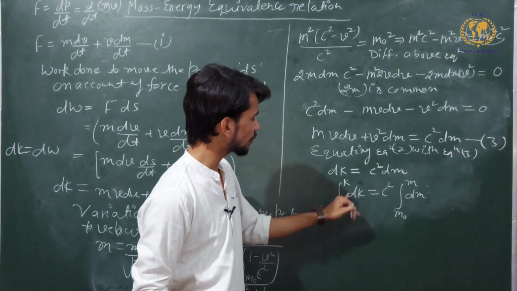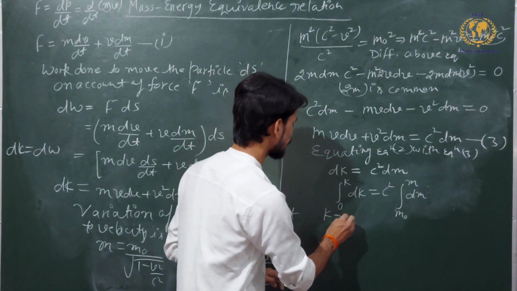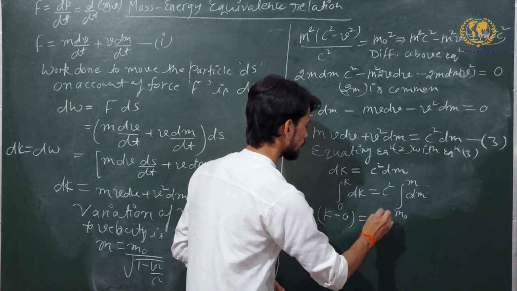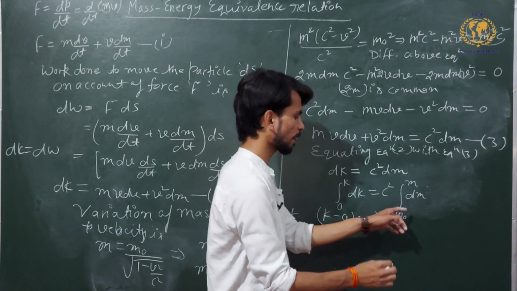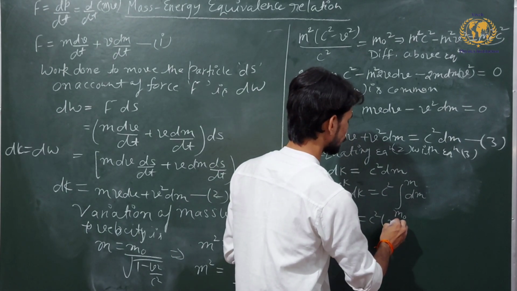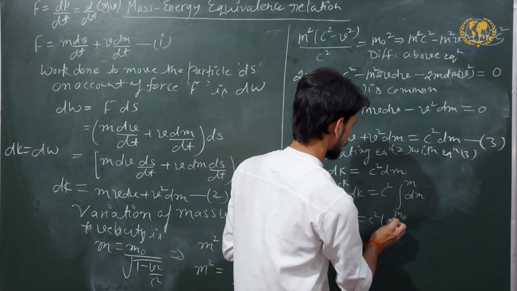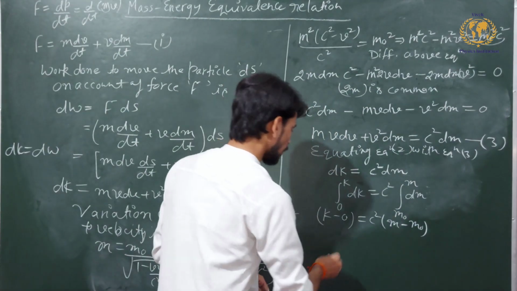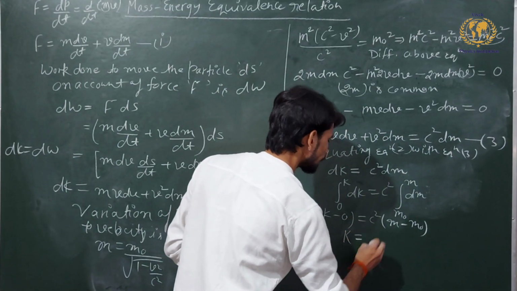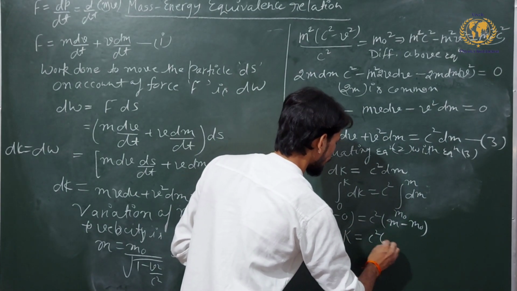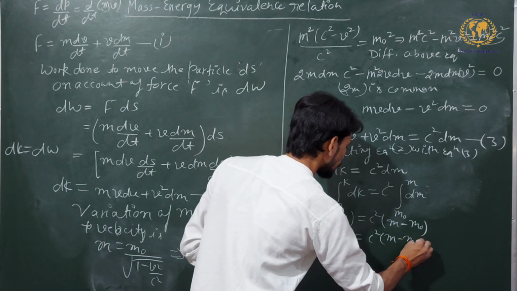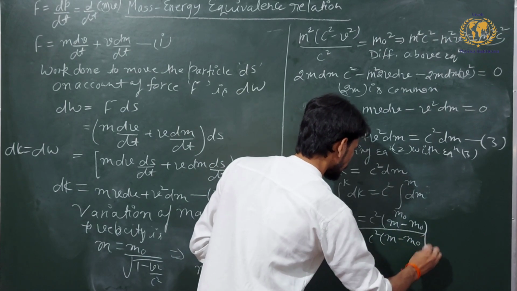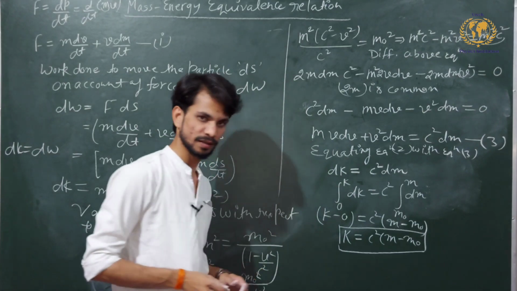So if I put the integration of dK, it will be simply K, and the limit will be from 0 to K, that will be K minus 0, and this will be c square times the integral of m naught to m, or m minus m naught, or K equals c square times m minus m naught. This is the kinetic energy of the particle.